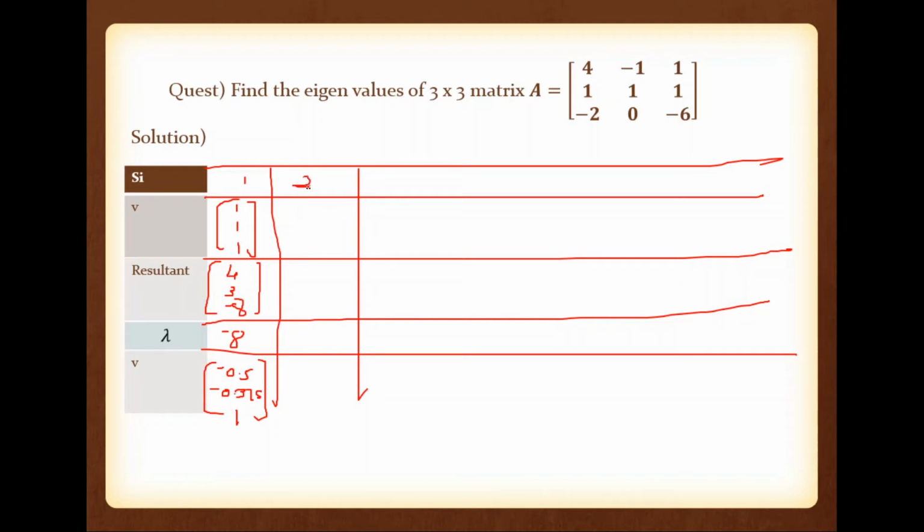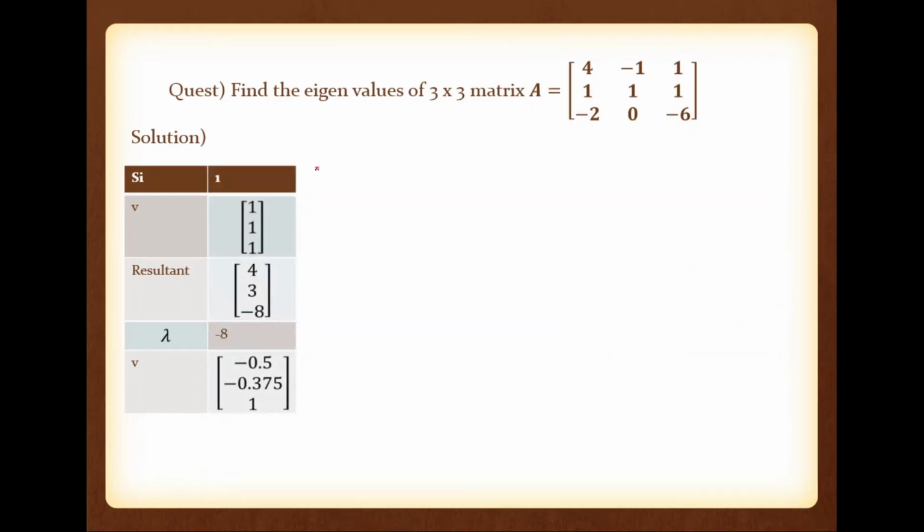Now we are going to start the second iteration. In the second iteration, what we have to do? We take this vector V as the initial vector of this iteration. So this is minus 0.5, minus 0.375 and 1. This is the initial vector of the second iteration. So multiply A with this vector.